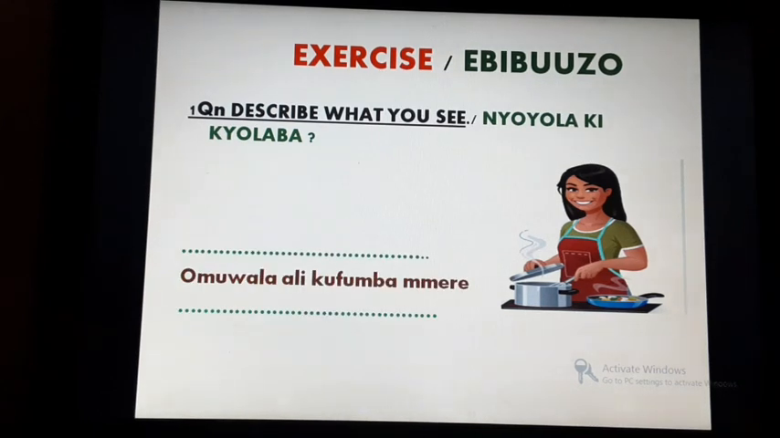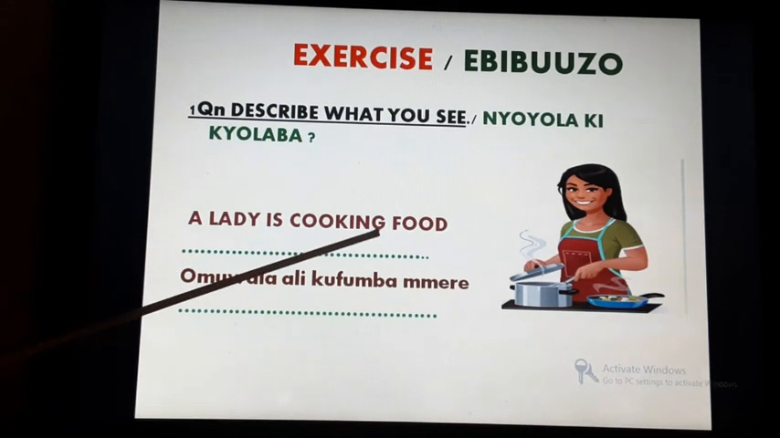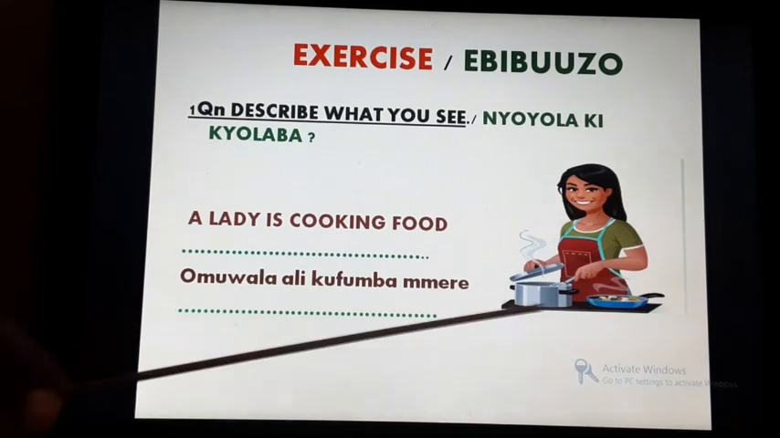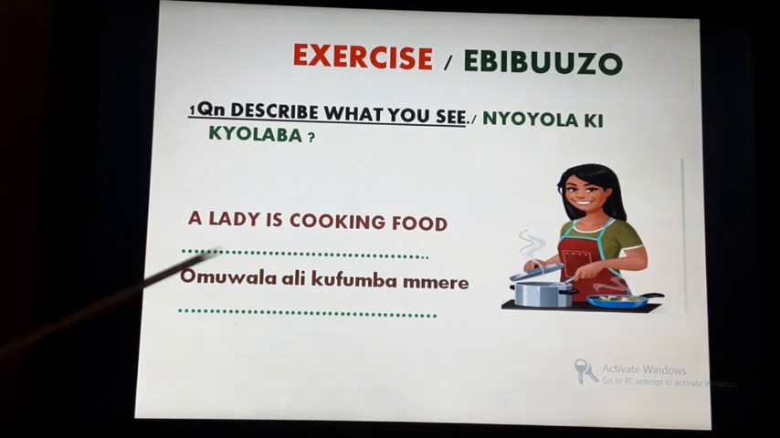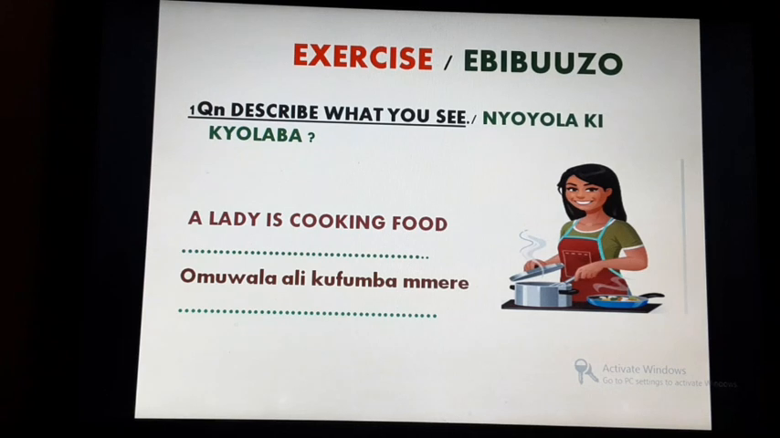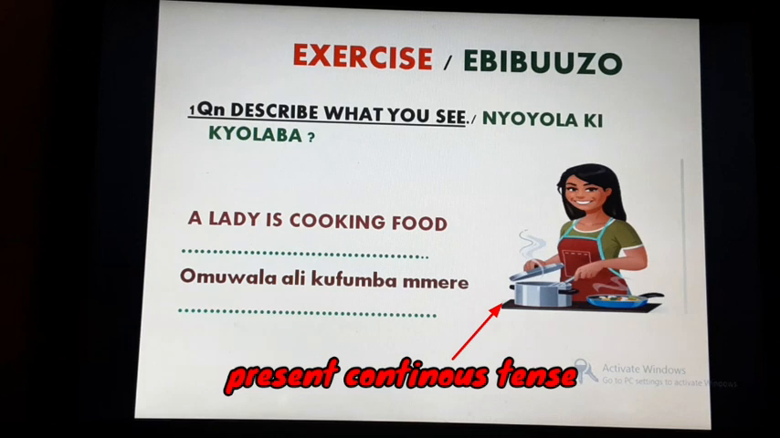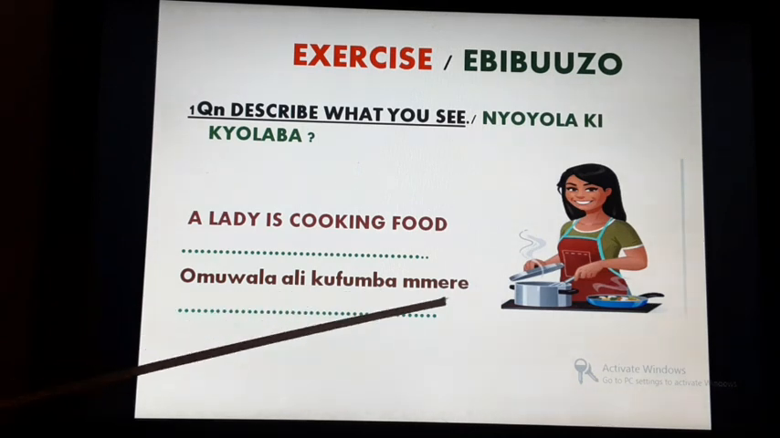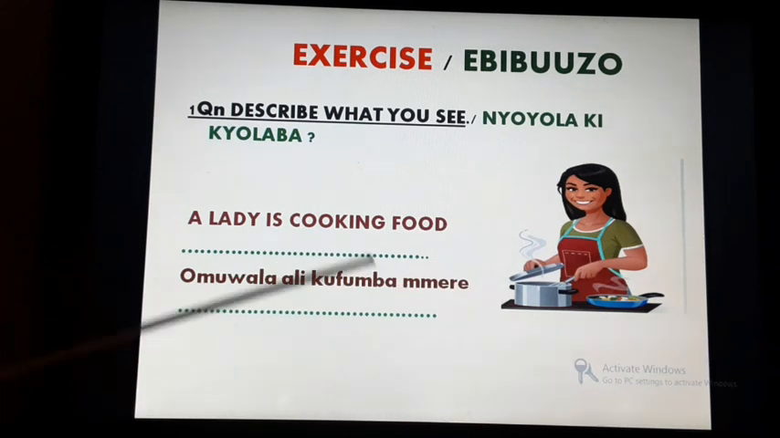The answer is a lady is cooking food. Hope you can see there is something boiling in the saucepan. So a lady is cooking food because it's being done right now. When you're describing, you use present continuous tense because the action is being performed there and then. In Luganda this is omuwala ali kufumba mmere, because food in Luganda is mmere.